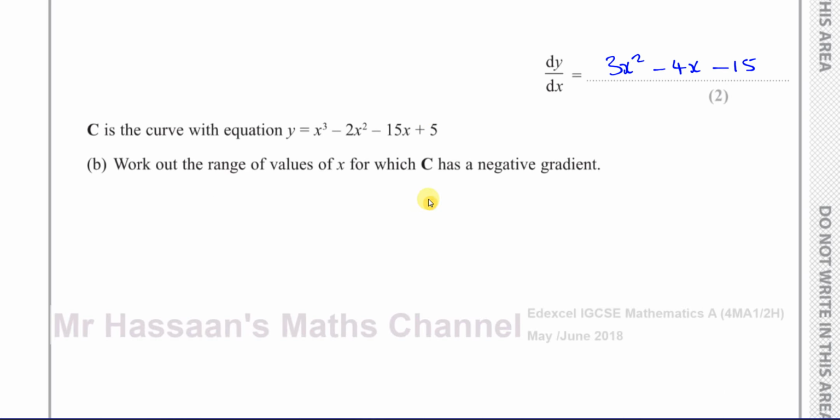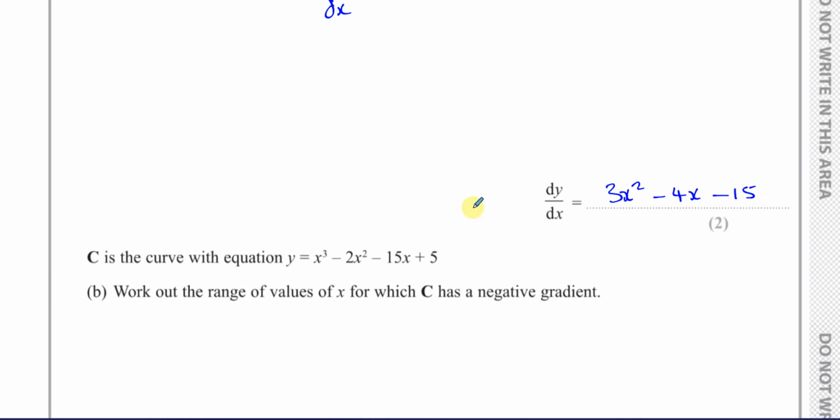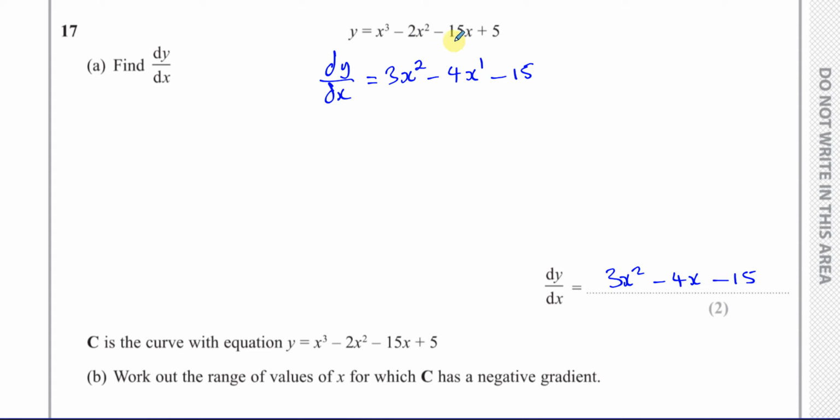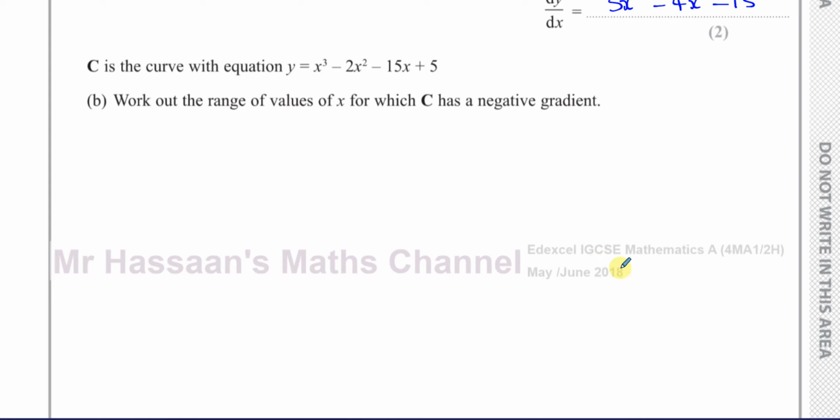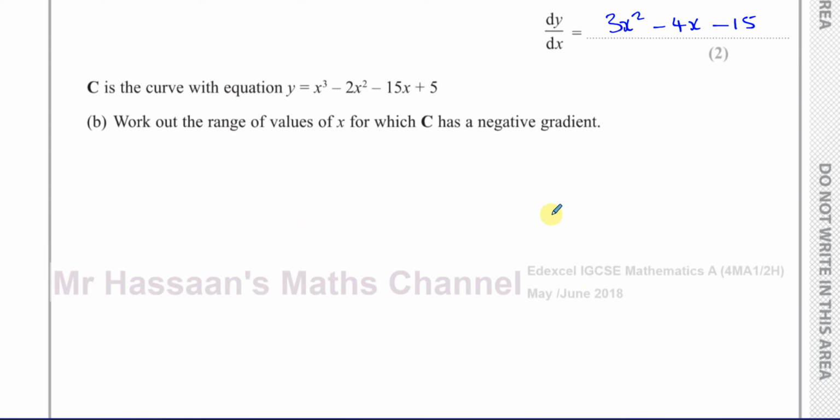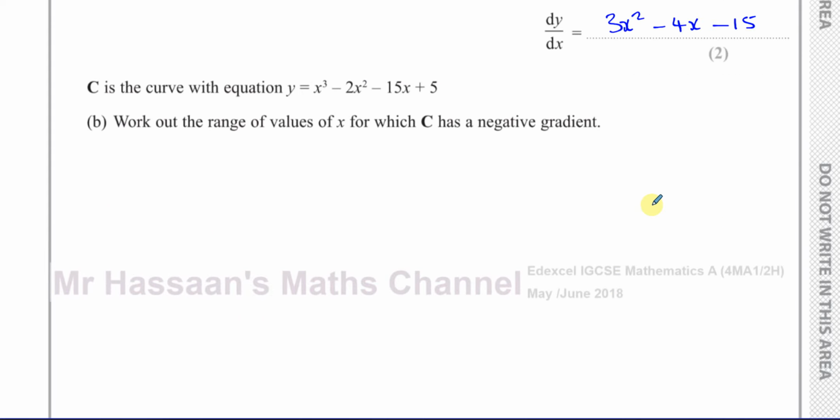Then part B, it says C is the curve with the equation y equals x cubed minus 2x squared minus 15x plus 5, which is exactly the same as what we differentiated. Work out the range of values for which C has a negative gradient. So basically what we have to do here is find all the values for which the gradient, 3x squared minus 4x minus 15, is negative.